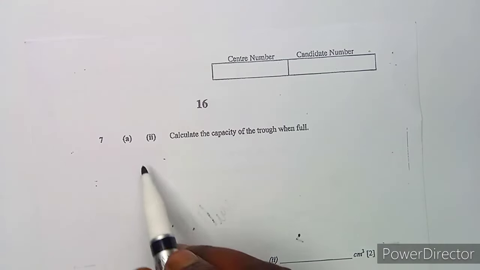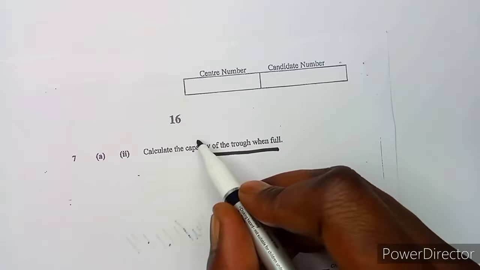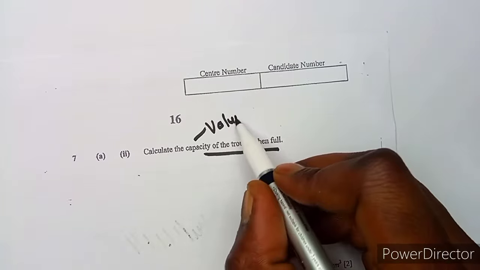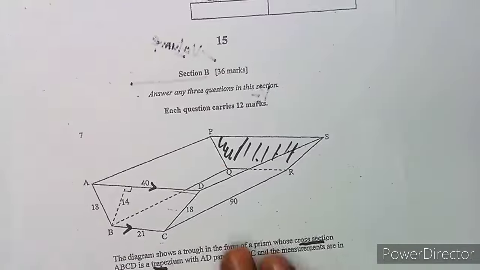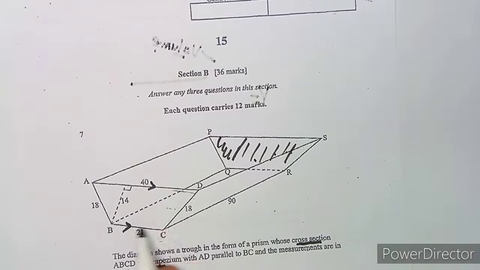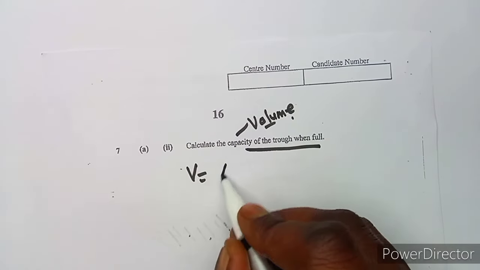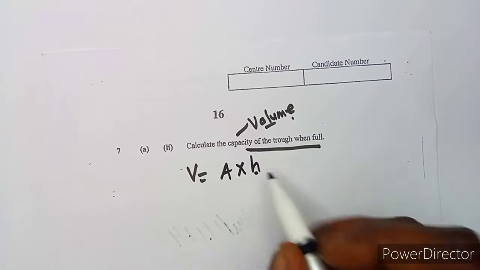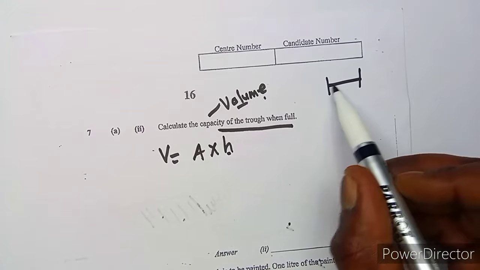I was wondering, where is this question now? Item 2, calculate the capacity of the trophy when full. So capacity, that's volume. All right, the volume when it is full. Remember, I told you guys, when you are given a condition where you have a cross section like this, where the cross section on this side is the same as the cross section on the other side, the volume is equivalent to the area times the height.